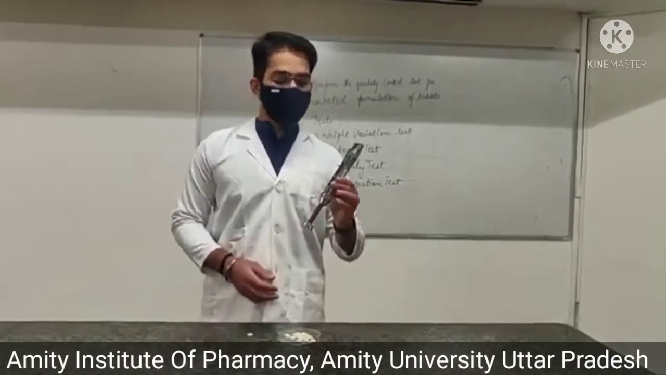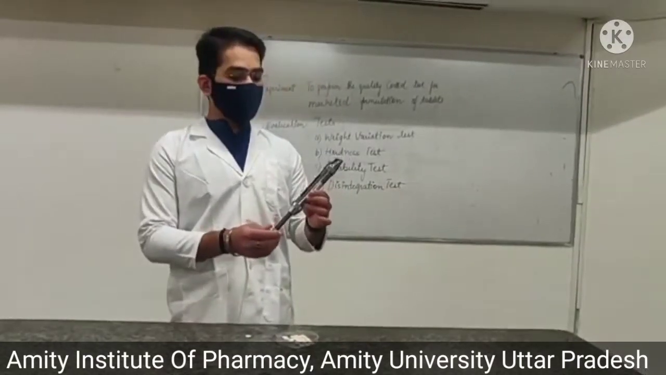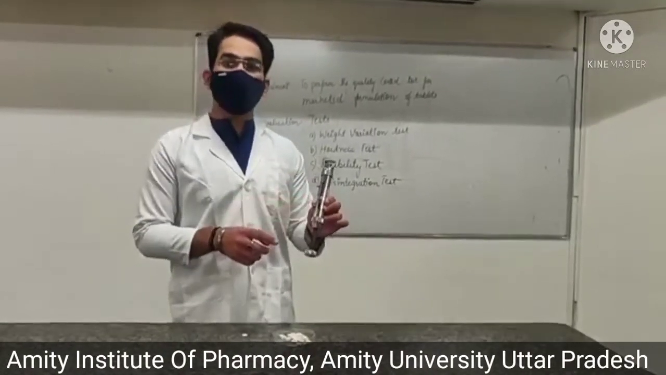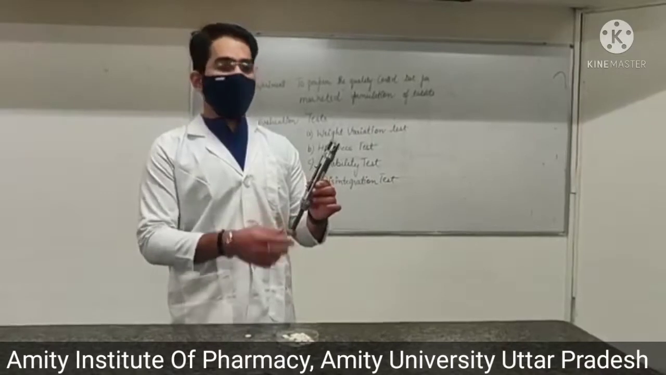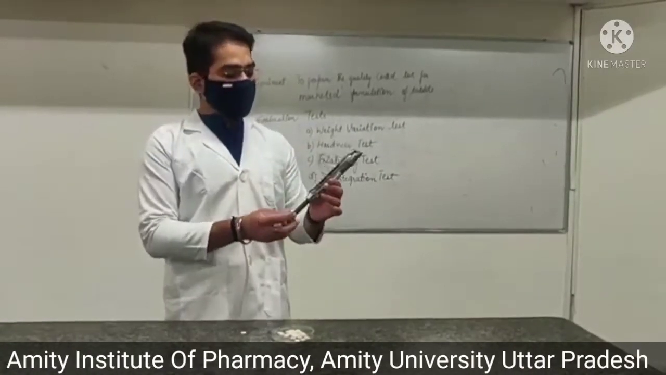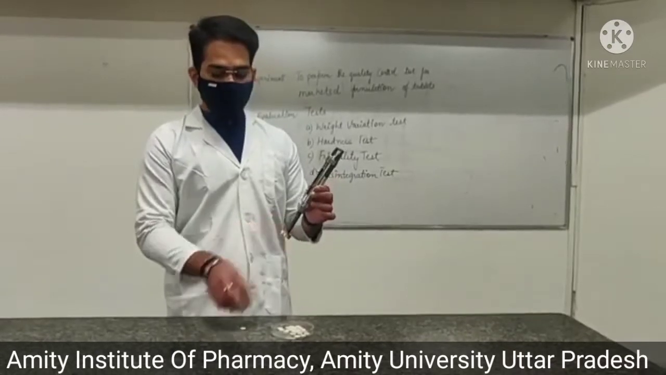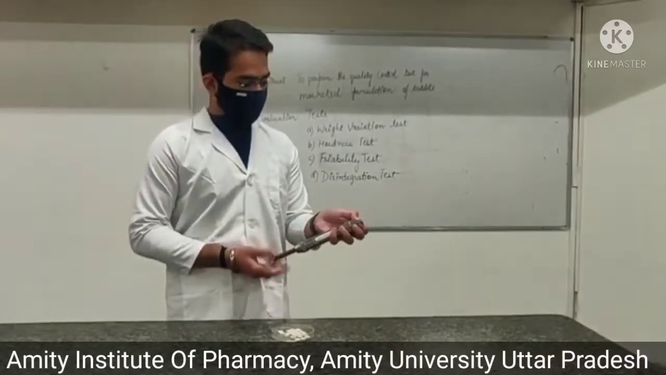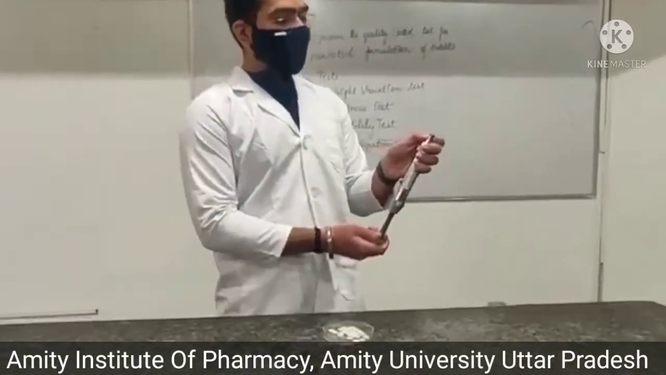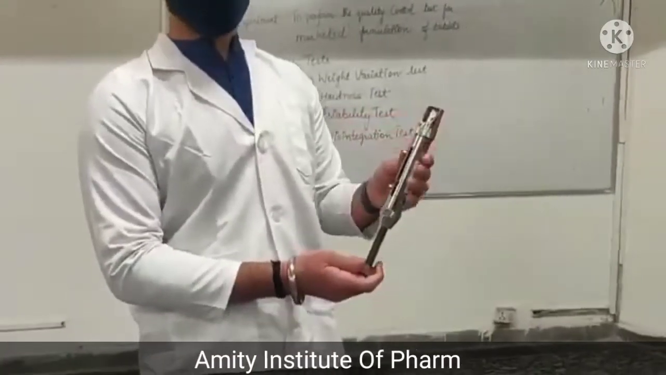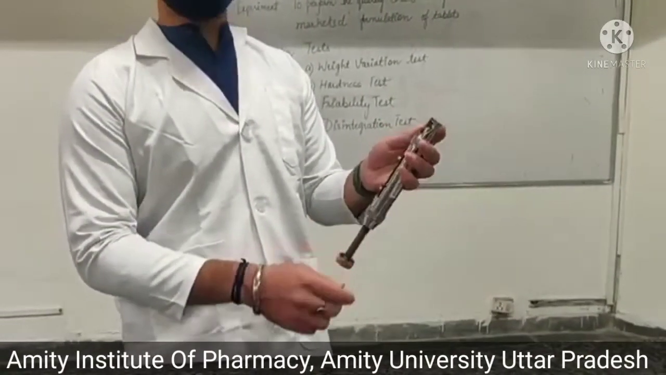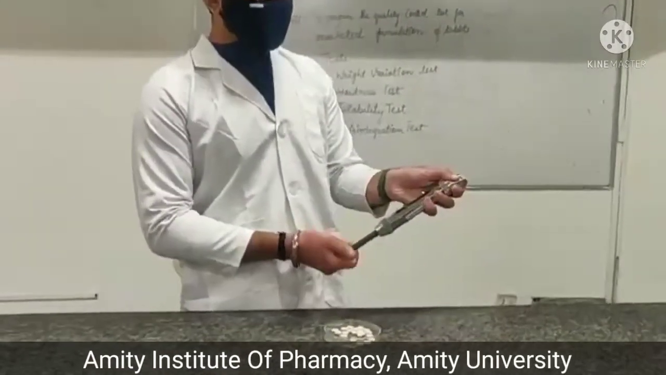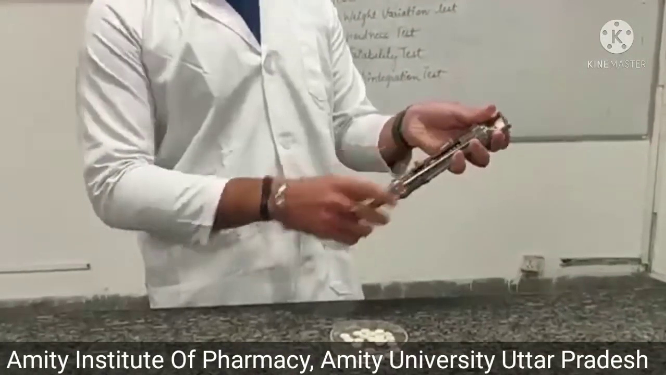So now, it is a Monsanto hardness tester and it has different parts. It has one scale from 0 to 20 with a unit of kilogram per centimeter square, and it has a lower plunger and an upper plunger. First we will unscrew the lower plunger and fix the tablet between the lower and the upper plunger. After fixing the tablet, screw it again until the tablet gets fractured. After the tablet gets fractured, we will note down the reading on the scale, and it will be the value of our hardness test.